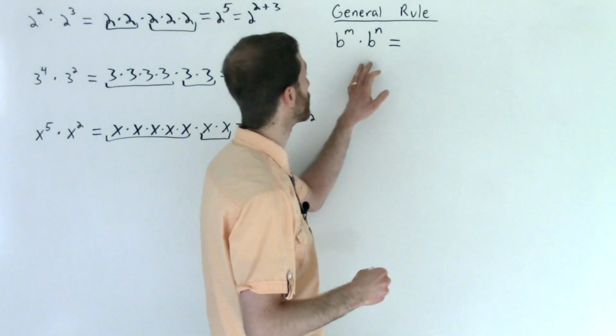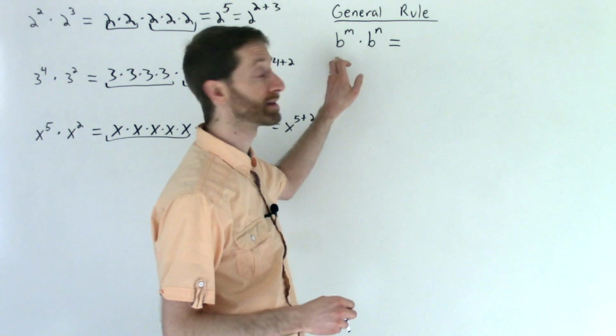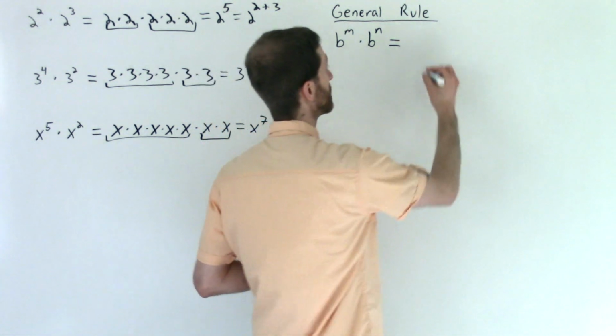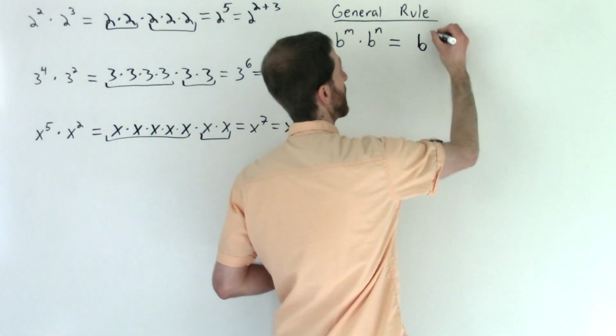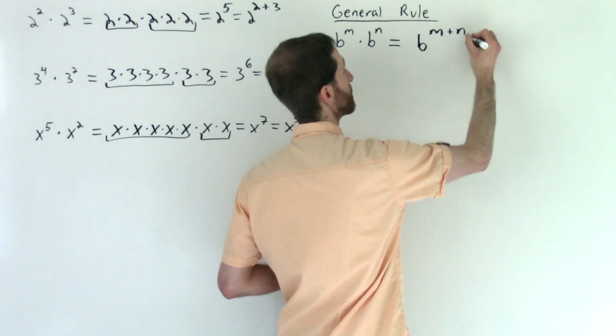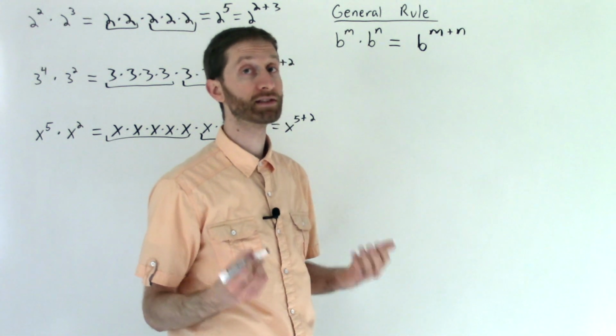So in general, our rule is if we have the same bases, b to the m times b to the n, you keep the base, and then you just simply add the exponents. The key here is that we have to have the same bases.